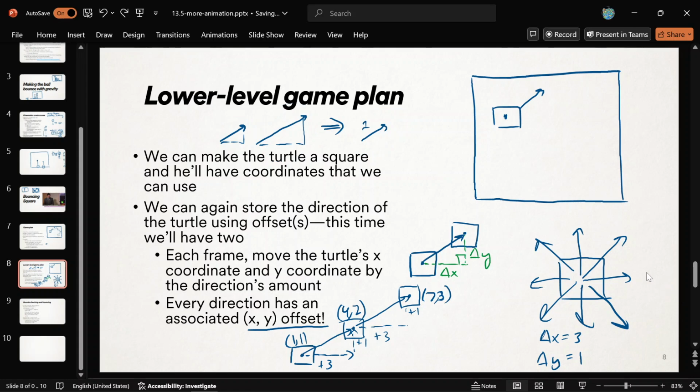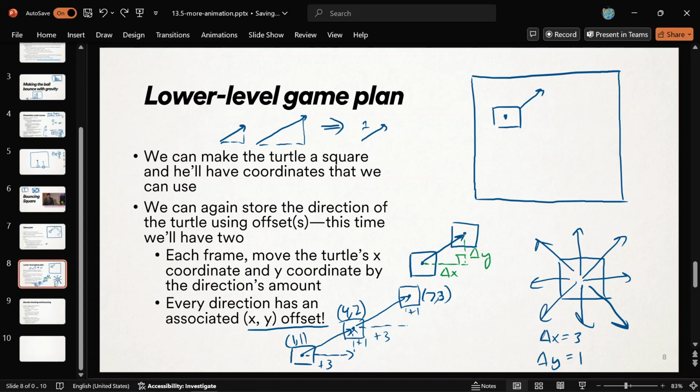So I think that's most of it. That's how we can represent directions with a change in x and a change in y. That will give us diagonal movement. Are there any questions about that? That's going to be pretty fun to program. It's going to look really cool. It'll be very, very satisfying next time.